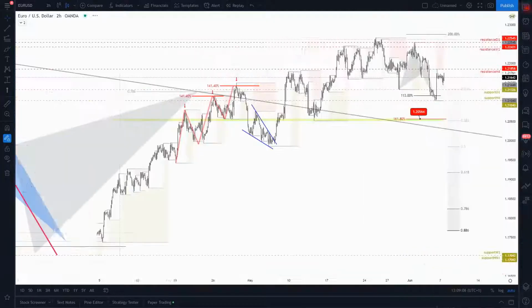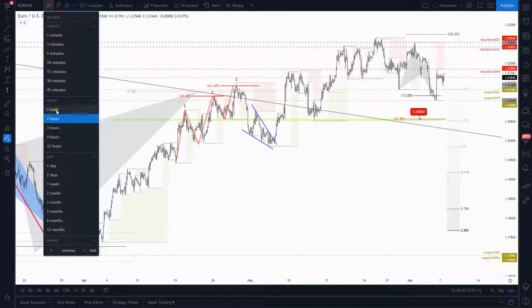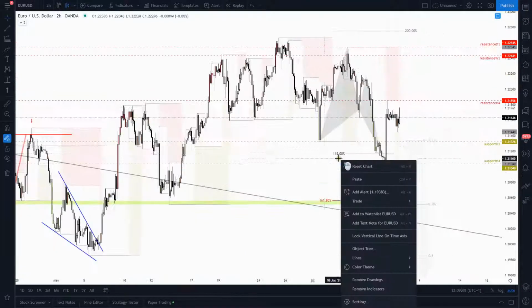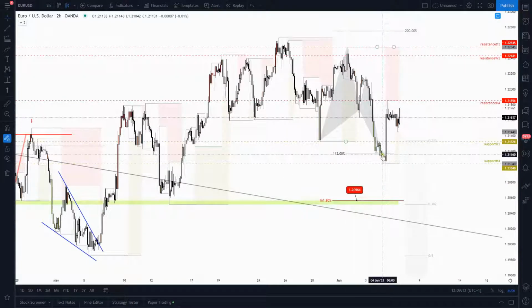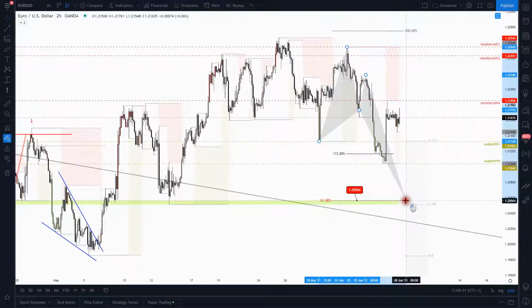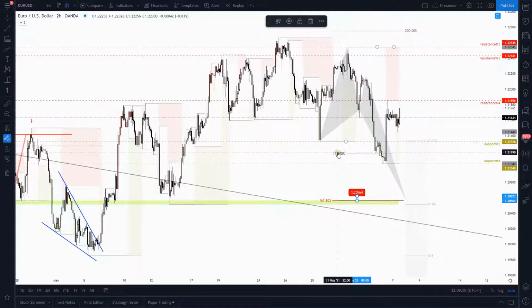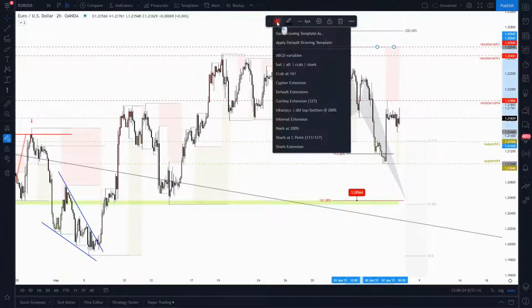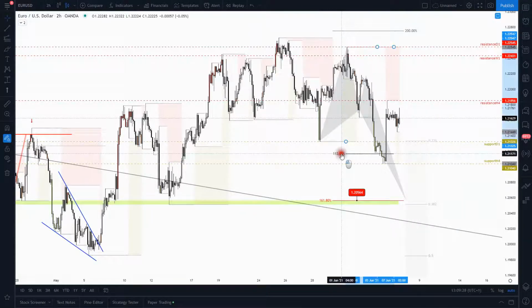Let's jump into euro versus dollar. Last Friday I started to project for a few dollar related pairs the crab patterns. One of them was for euro versus dollar, projected at 120.56. There are a few levels that I want to call your attention to. Let me edit this Fibonacci extension level. As you can see, this is an extension of this last swing high.